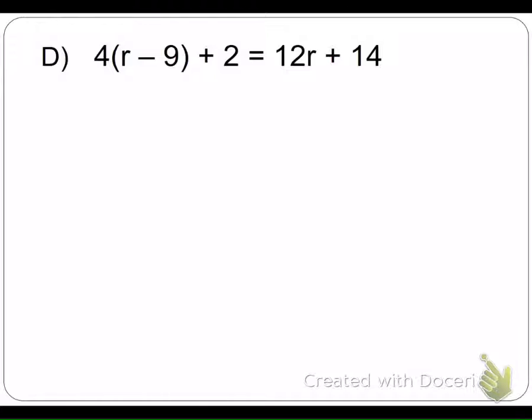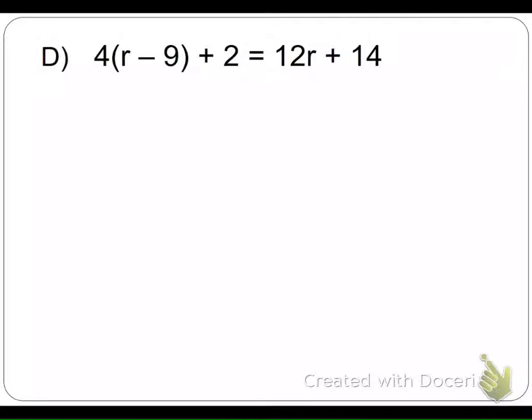All right, part D, lots more happening here. All right, what should I do to start this one? You need to distribute first, then you want to get your r's together.